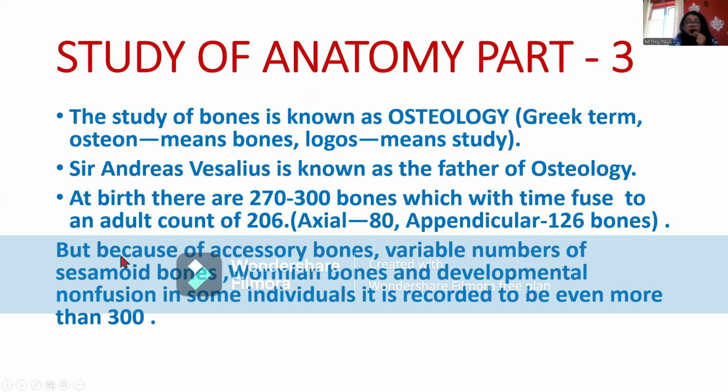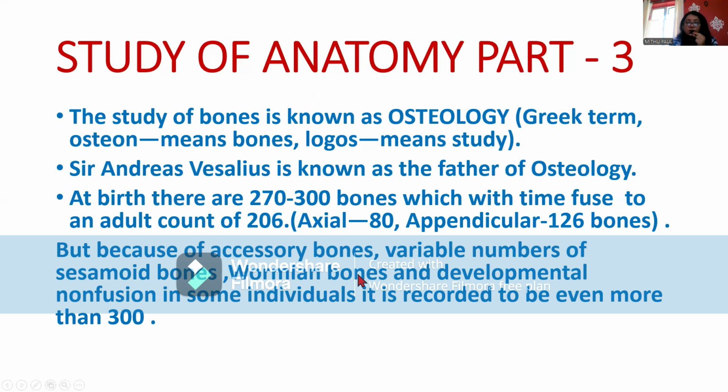But the count in any individual is not a fixed and standard one, because at many regions of your body there are some accessory bones. Where are they lying, and what are their names and types, will all be explained to you gradually in subsequent classes. But depending on the number of accessory bones, there is a variable number of sesamoid bones, because of our work habit, friction develops inside the muscle tendons. So their number also varies from person to person.